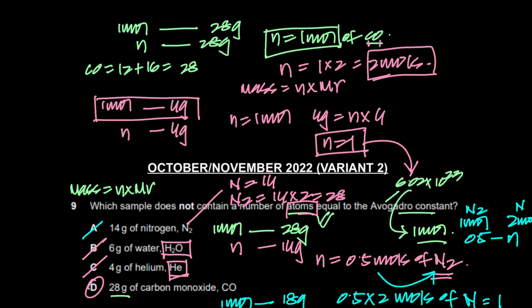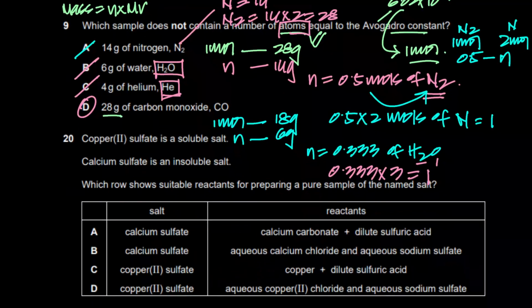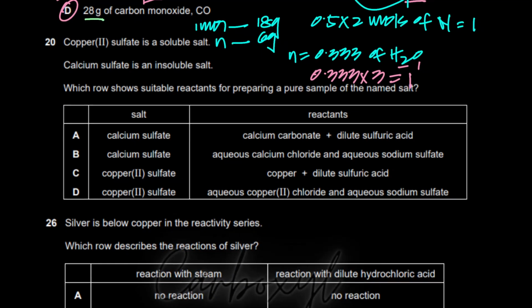Because D contains twice as much of this Avogadro's constant, right? So it does not contain 6.02 times 10 to the power 23 atoms. It contains twice the number of this. Therefore, D is the incorrect option. Incorrect, I mean, it's the option that is not correct. For us, it's the correct option, if you know what I mean, if I make sense.